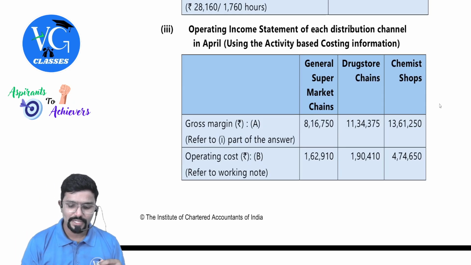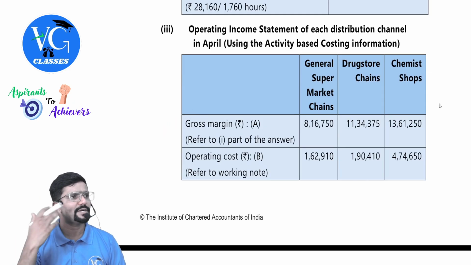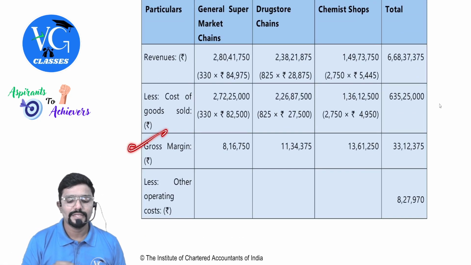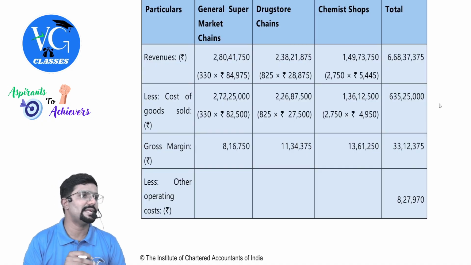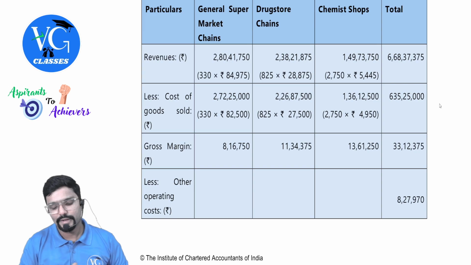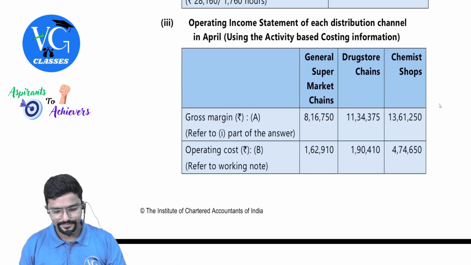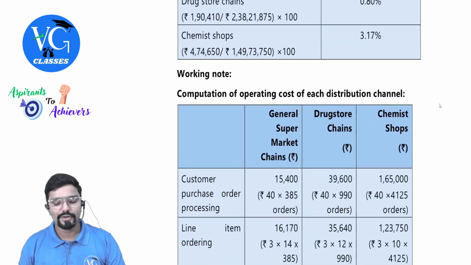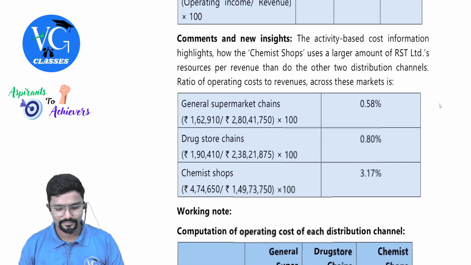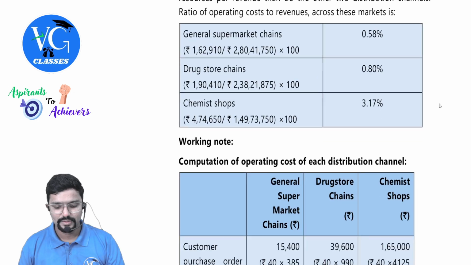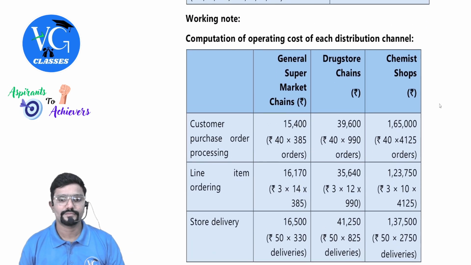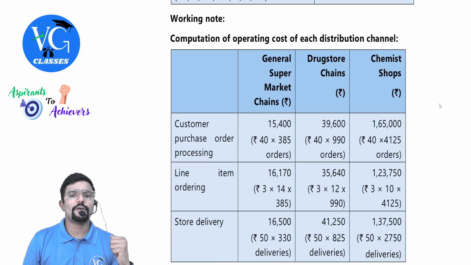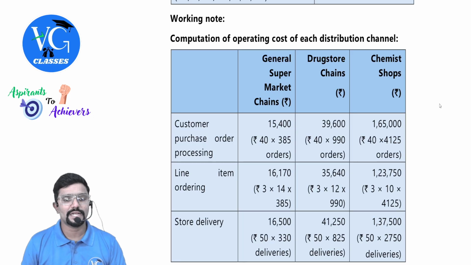So they have taken gross margin here as it is from the top, because till here it will not change. Okay. Operating costs, they have done by way of a working note. Let us see here. Working note: computation of operating cost of each distribution channel, guys.